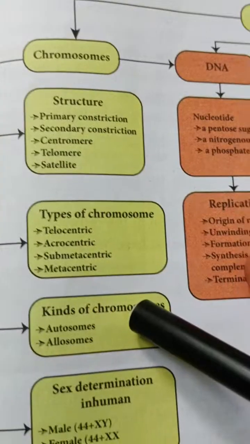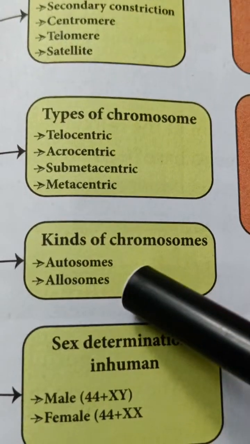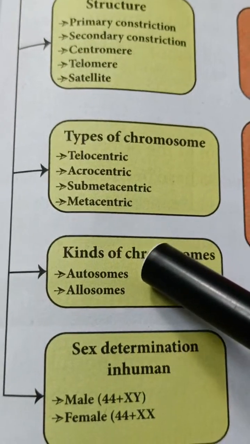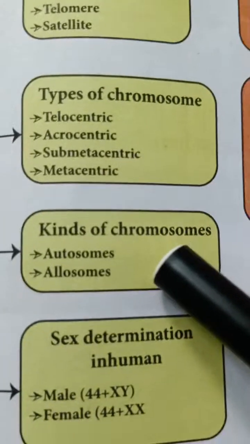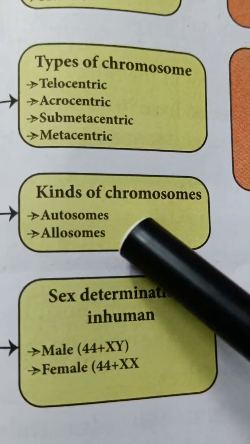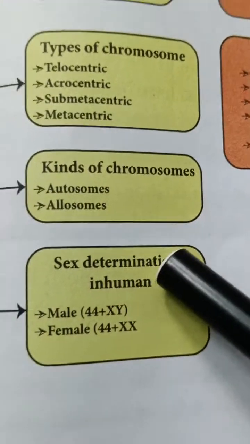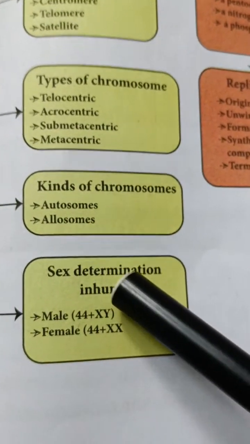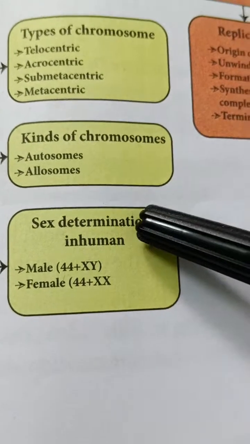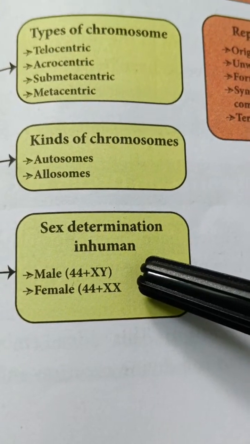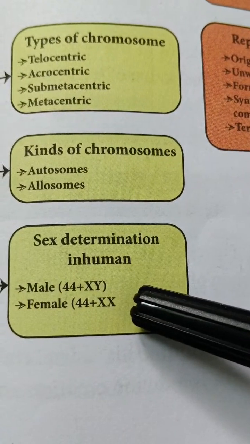The next concept is the kinds of chromosomes. I already told you there are autosomes and allosomes. Autosomes are nothing but growth chromosomes, and allosomes are the gender or sex determining chromosomes. So how many pairs of chromosomes do we have in humans? We have 46 chromosomes, that is 23 pairs. Of these, 22 pairs are growth chromosomes, in both male and female, and one pair alone is the gender or sex determining chromosome. In male it will be XY and in female it will be XX.